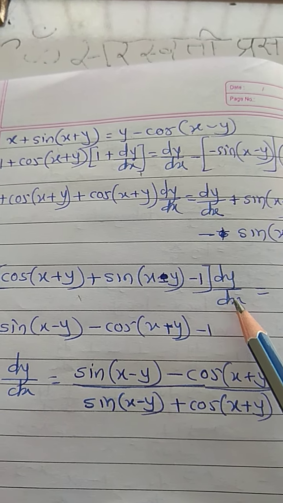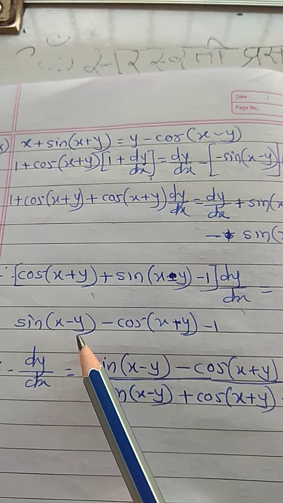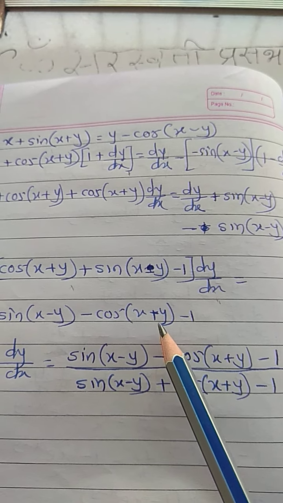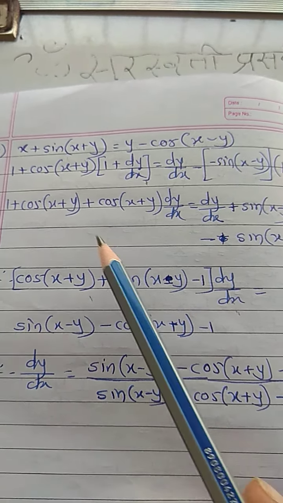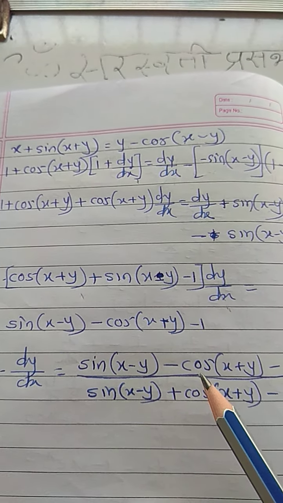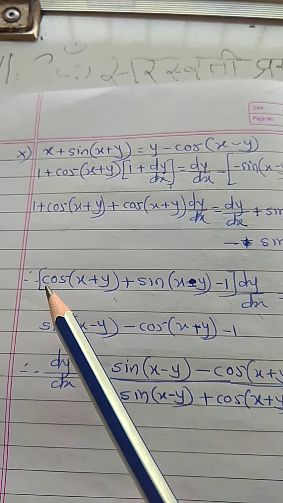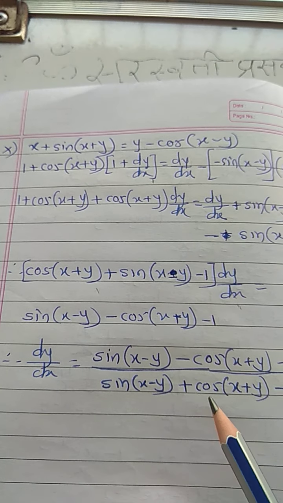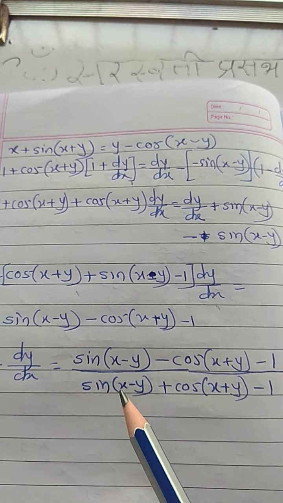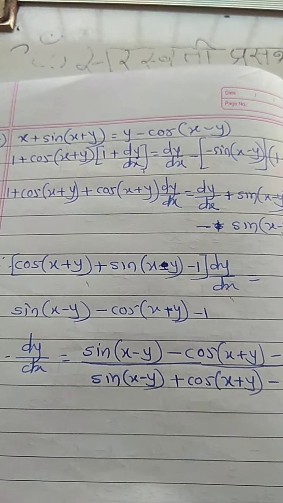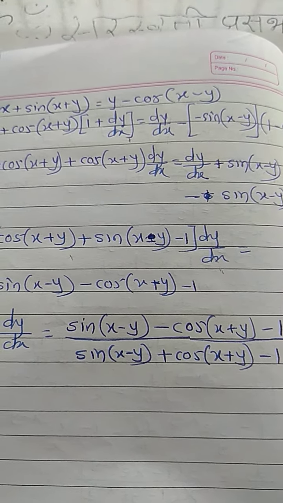So dy by dx is sine of x minus y minus cos of x plus y minus 1 upon this bracket. Into will become upon. After going to that side, it will become cos of x plus y plus sine of x minus y minus 1.